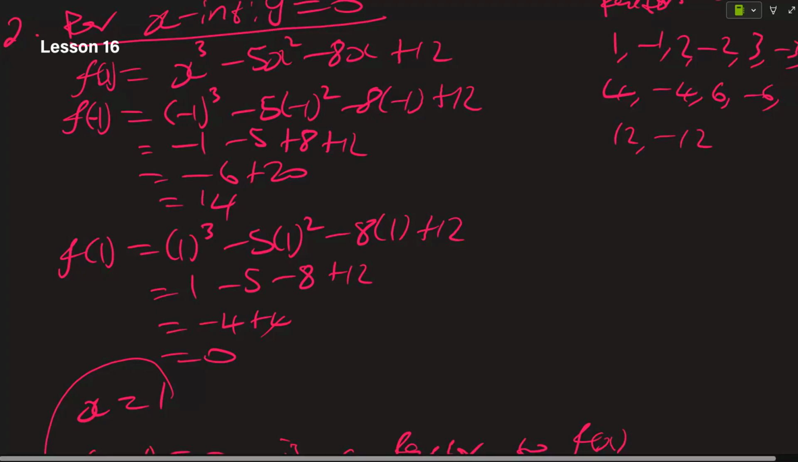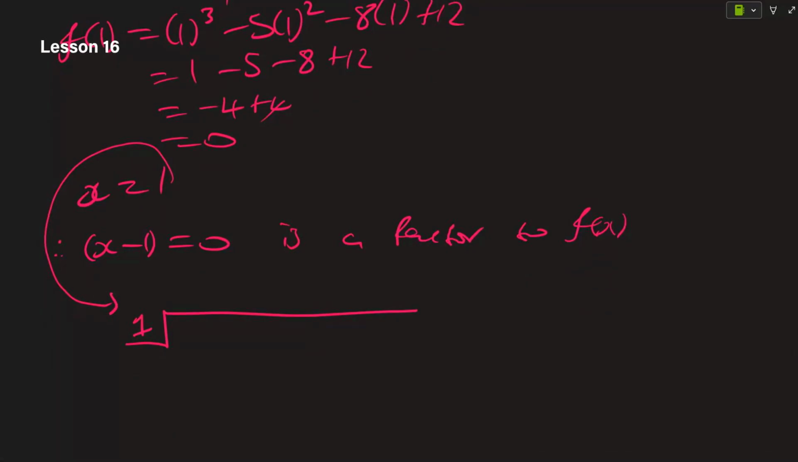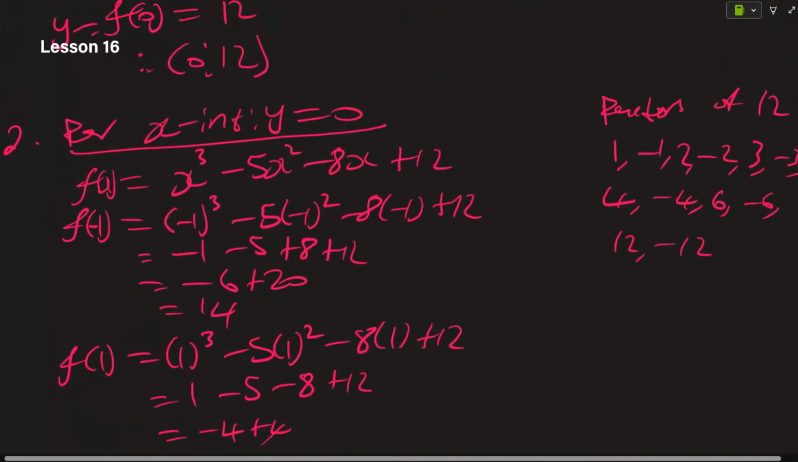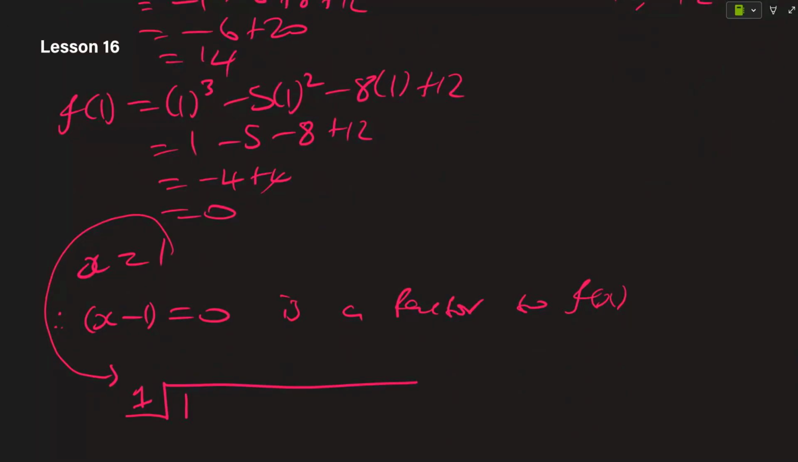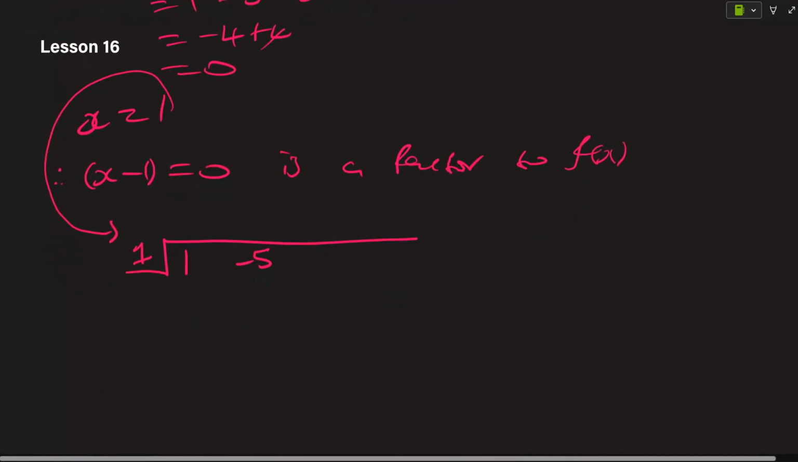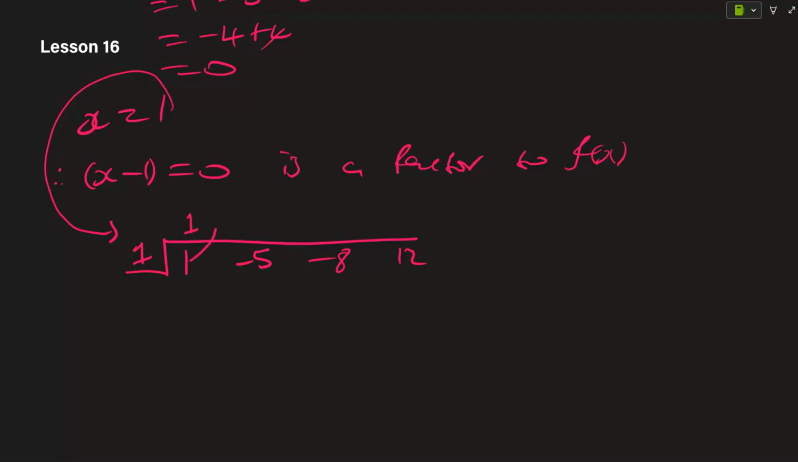So for example, what is the coefficient of x cubed from our function? It's 1. Coefficient of x squared, it's -5. Coefficient of x, it's -8, not 12, -8. And then you've got the constant term there, which is 12. Then you take this one, you write it here. So this one you see up here is the one from below here. Then I'm going to say 1 times this one, it's 1.